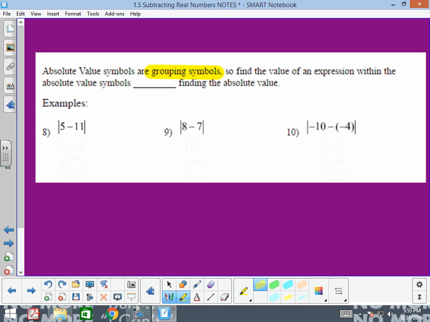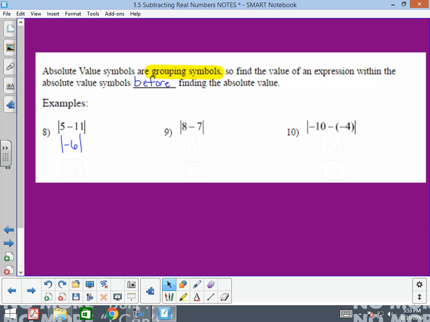Okay, so what that means is when you're doing absolute value, you treat it like you would parentheses or brackets. So what that means is you have to find the value of the expression within the absolute value symbols before finding the absolute value. So on this one, we're going to do 5 minus 11 first. Notice negative 6 stays in the absolute value symbols.